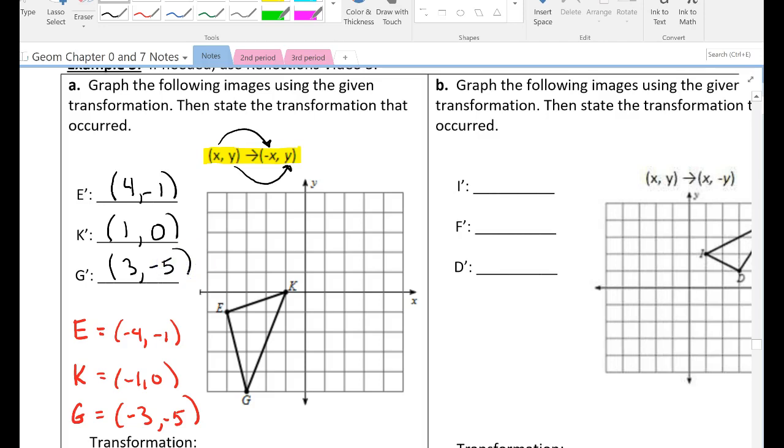So we can go ahead and graph these. So we've got 4, -1 for E prime. 1, 2, 3, 4, -1. That's E prime. And 1, 0 for K prime, right there. And for G prime, I have 3 and down 5. There's G prime. Let's go ahead and connect the dots. And I'm going to highlight it so I can more easily see which is my image. Alright, so there's the image.